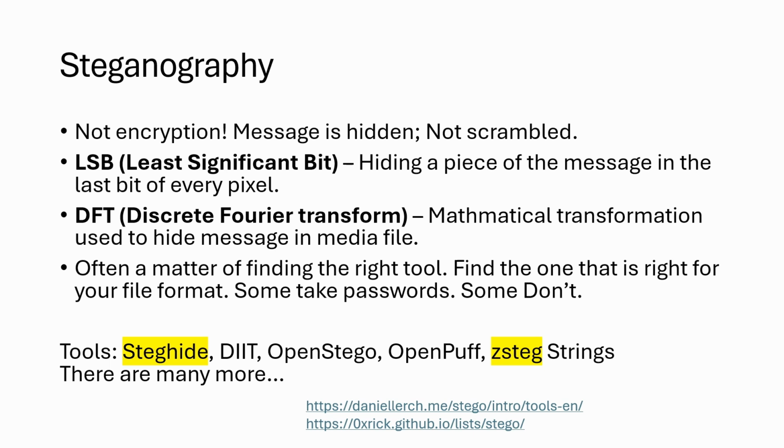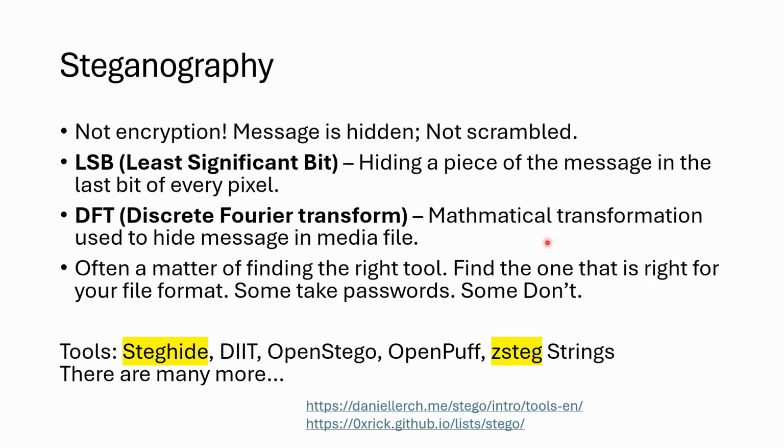That's hiding a piece of the message in the last bit of a byte that's not used, or as the name says, it's least significant. An example would be pixels in an image that change the color ever so slightly, which the human eye would not recognize. You would use those bits to hold your message. There are different programs that do this for you. It's not necessarily a manual process. Then you have DFT, discrete Fourier transform.